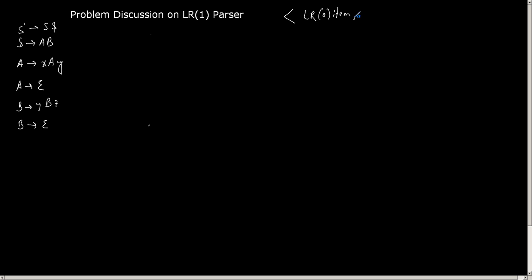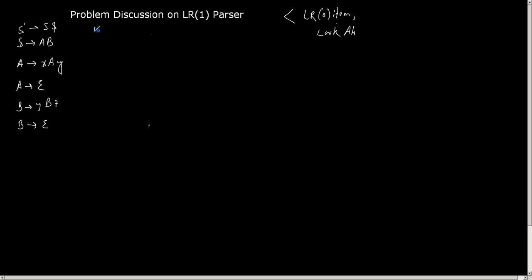Understood? So I say that there is an LR0 item and a look ahead symbol which tells me that after doing derivation using that production, what I am expecting as a terminal symbol in the input string. Okay, so let us start.